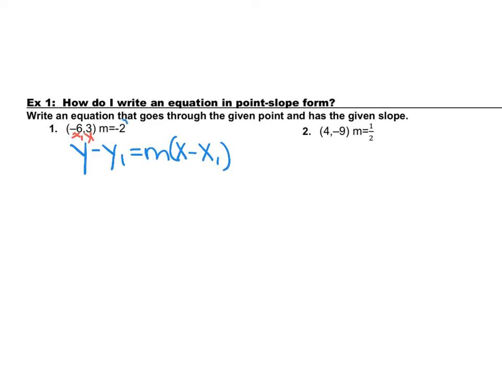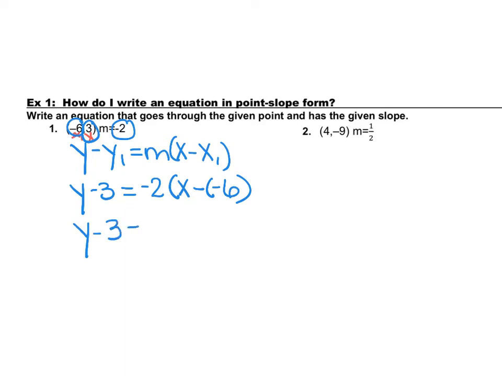So we know that we have a slope of -2. So for the m, we're going to plug in the -2. And then we're going to have our y, and then that's going to be minus this y1. So in the point, we're going to have -3 is equal to our slope, -2, times x minus, now we need to be careful when we have these negatives, it's going to be minus -6. And so how we'll write this then in point-slope form is y minus 3 is equal to -2 times x plus 6.